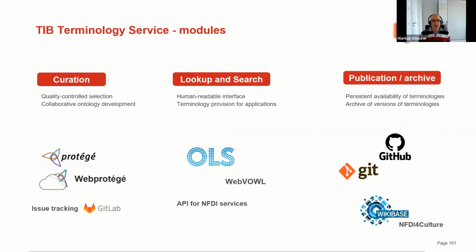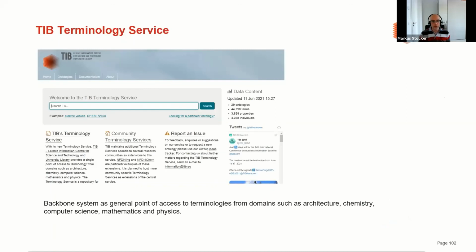There are 3 basic modules. Lookup and search is a key one. We leverage OLS here, but also, as I said, curation is important, enabling communities to be able to manage and change this. We leverage Protege, WebProtege, and also GitLab. But as a library, we are also looking at ensuring that these terminologies are available long-term and persistently identified and so on. Next slide, please. This is a screenshot of the backbone terminology service at TIB, which serves various communities.